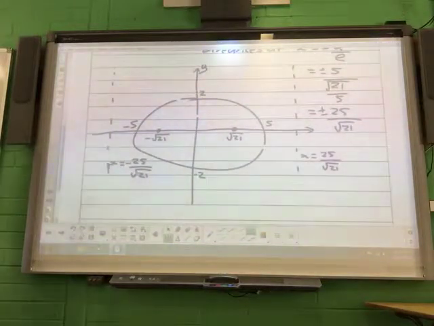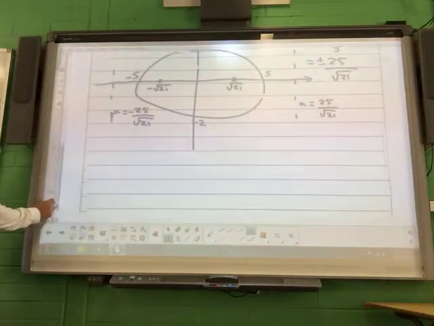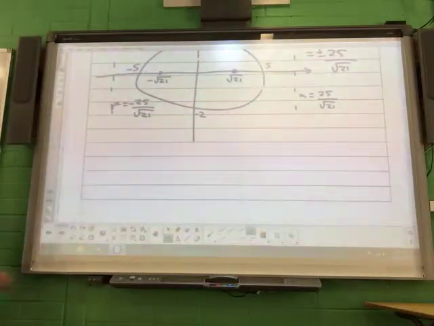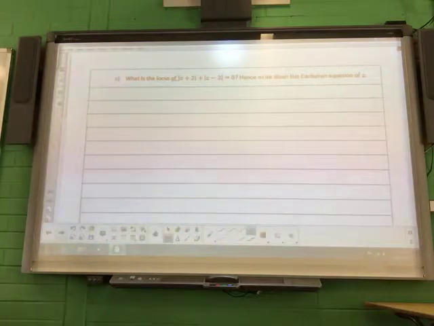Okay, I've sort of lied. Sort of, but not fully. What is the locus of the modulus of z plus 2 plus the modulus of z take away 2 equals 8? I've sort of lied, sorry.